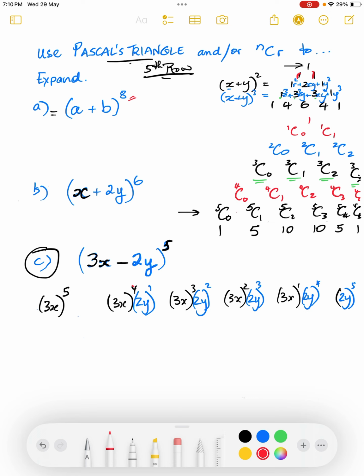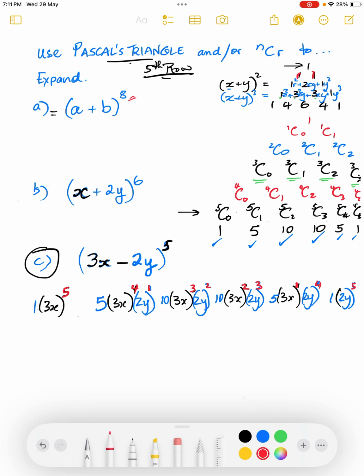Notice the powers each time add up to 5. 4 plus 1 is 5. 3 plus 2 is 5. Just double check, 2 plus 3 is 5. That's to the power of 1, that's to the power of 4, that makes 5. Just a 5 is a 5, and just a 5 is a 5. Good. Now we've got to put the coefficients in. Our coefficients are 1, 5, 10, 10, 5, 1. The 10 goes in that term, 5 in front of that term, and 1 in front of the last term.